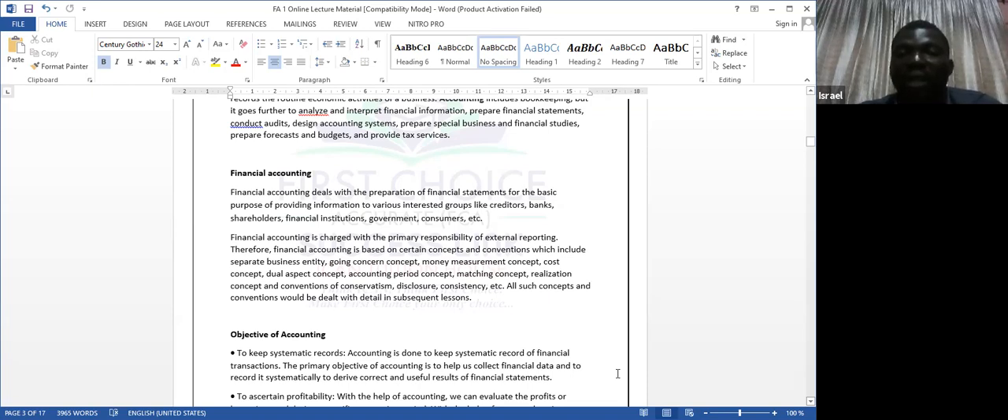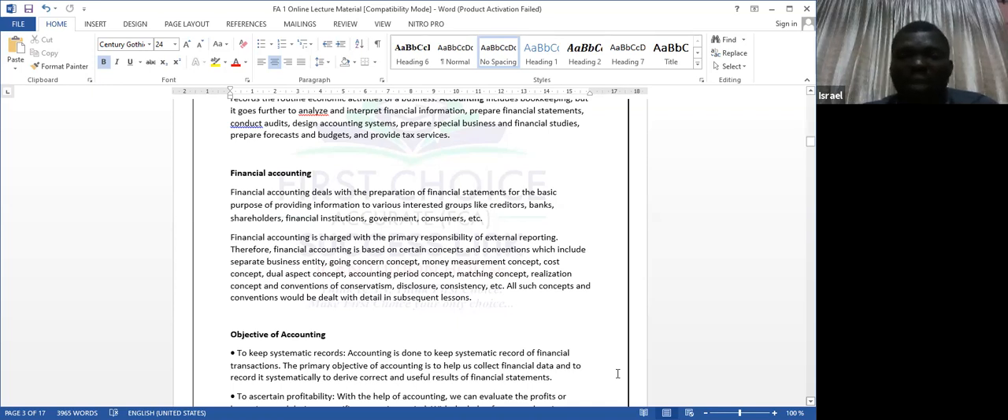Financial accounting actually deals with the preparation of financial statements for the basic purpose of what? Providing information to various interested groups like creditors, banks, shareholders, financial institutions, government, consumers, etc. So majorly, financial accounting is a report. It's a report of the financial transactions that occur for a particular period of time, and it's a report of a single company, not different companies in one financial statement.